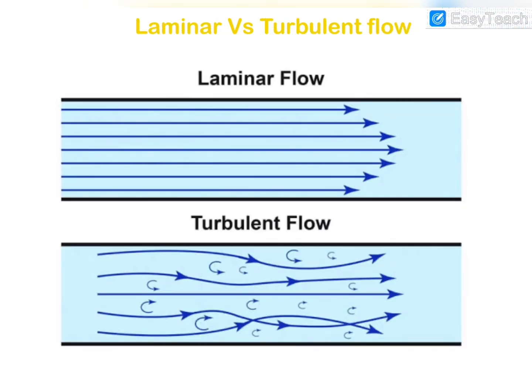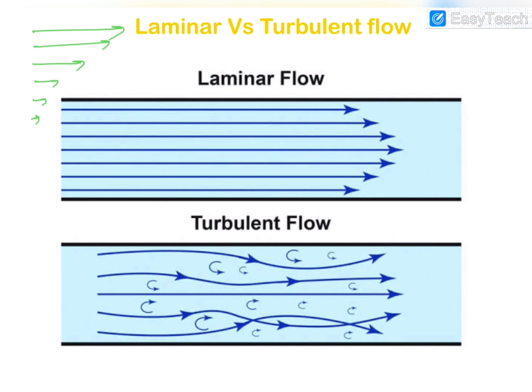Now let us talk about laminar and turbulent flow. First of all, let us discuss laminar flow. As the name suggests, laminar flow means lamina. Let us see that in a river which has a broader cross section, for example the river Ganga flowing in Rishikesh or Haridwar.